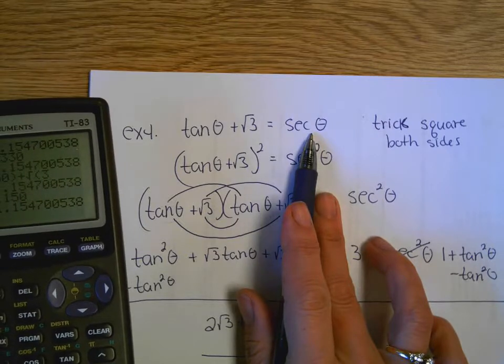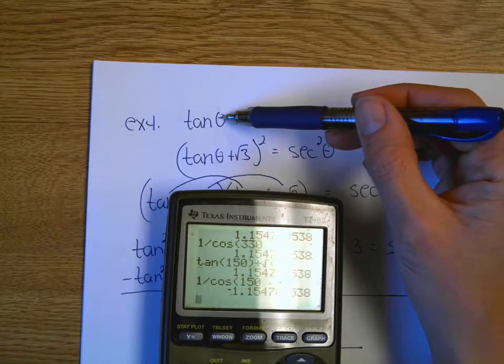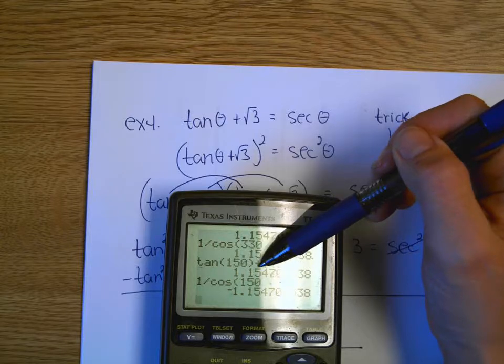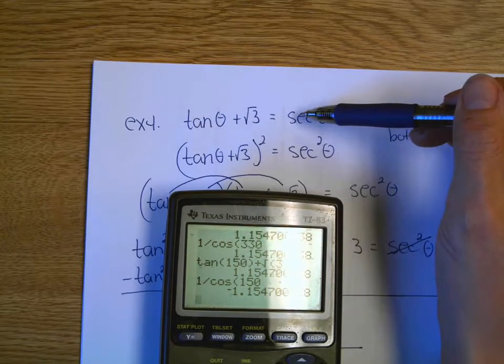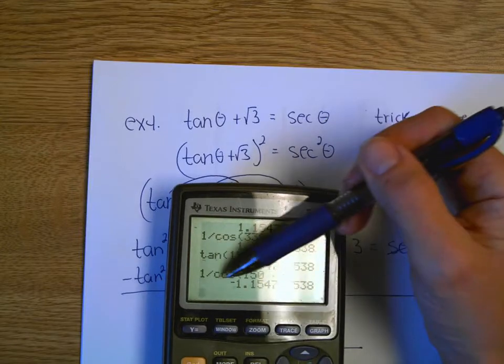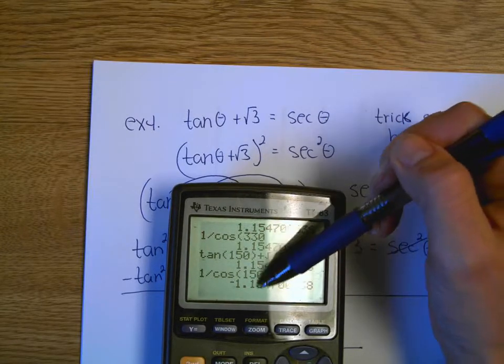Can you do that again and explain it slower? I'm just typing 150 in here and here. So I did tangent of 150 plus the square root of 3. Got that answer. Equals secant. Now I'm checking. Does that come out equal to the secant of 150? Well, secant is 1 over cosine because I don't have a secant button. So I did 1 over cosine of 150 and I get negative 1.15. These two answers are not the same.